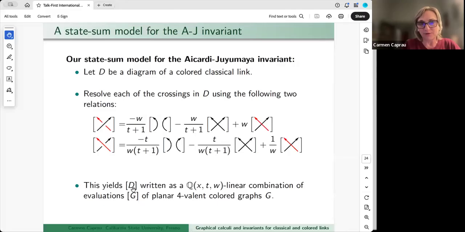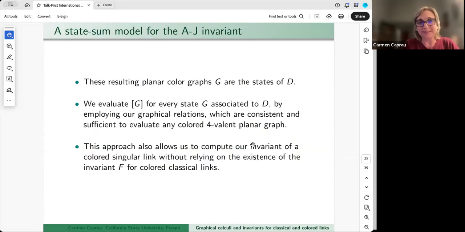And that gives us the evaluation of the original diagram as a linear combination of evaluations of planar four-valent colored graphs. As you see, we don't have crossings anymore. We'll just have those vertices. And then you get states. So the resulting planar colored graphs are the states of V. And we evaluate them by using our graphical relations that we saw before. And then this approach allows us also to compute our invariant of a colored singular link without relying on the existence of the invariant F for colored classical links.